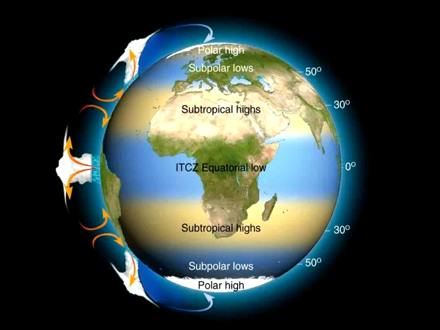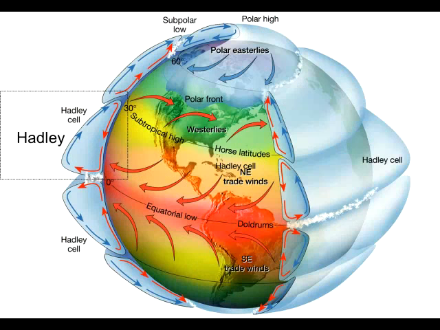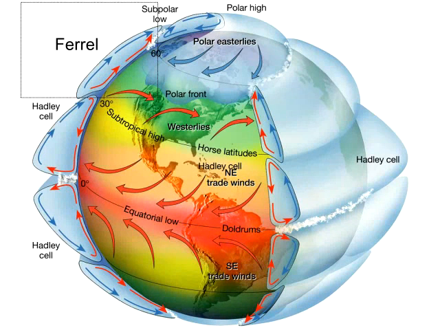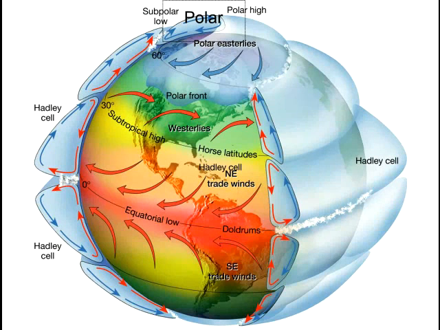The general circulation is driven by four major pressure systems: the equatorial low, the subtropical high, the subpolar low, and the polar high. The Hadley cell describes the circulation between the equatorial low and the subtropical high. The Ferrel cell describes the circulation between the subtropical high and the subpolar low, and the polar cell describes the circulation between the subpolar low and the polar high.